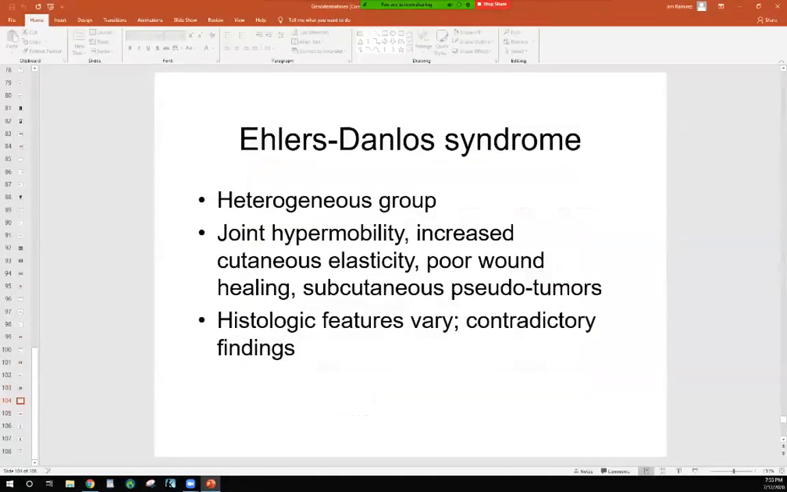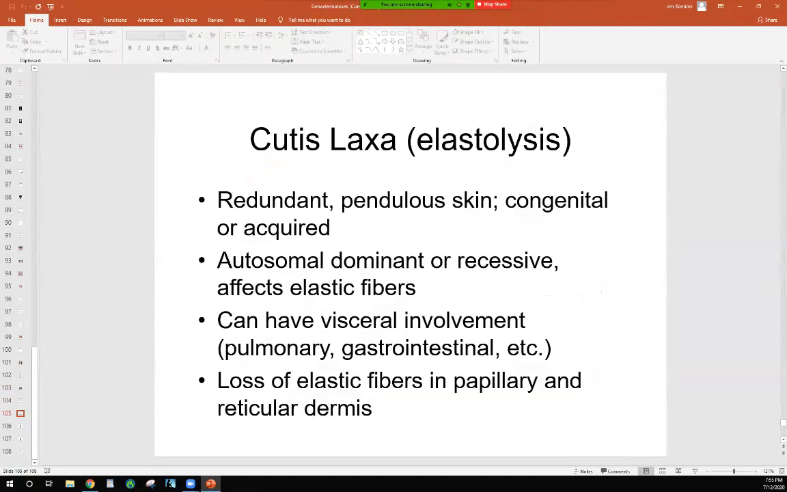Okay, so then Ehlers-Danlos, I'm not going to talk too much about because there are contradictory findings on histopathology, so there's not going to be a whole lot we can do from a light microscopic perspective. Cutis laxa is something where you can actually see some changes under the microscope. You get redundant or pendulous skin, congenital or acquired, autosomal dominant or recessive, and it affects the elastic fibers. In some cases you can have visceral involvement, but basically what you see is a loss of elastic fibers in the papillary and reticular dermis.